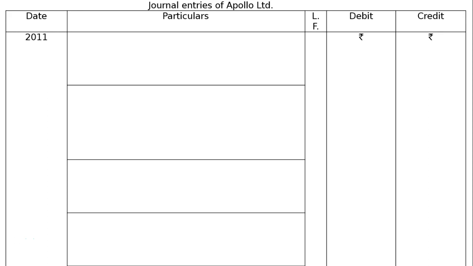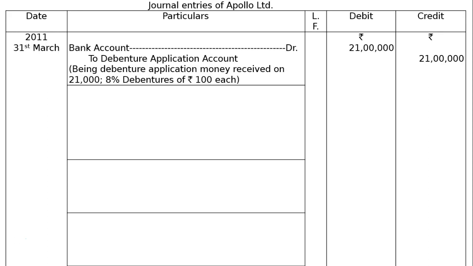We have date, particulars, ledger folio, debit and credit columns, and in the date column we have 2011 as the year, and in the debit and credit columns we have rupee symbols. The starting point is debentures issued on 1st April 2011, that is bank account debited, hence the date is April 1, 2011. Bank account debited rupees 21 lakh to debenture application account rupees 21 lakh. Being debenture application money received on 21,000, 8% debentures of 100 each, that is rupees 21 lakh.